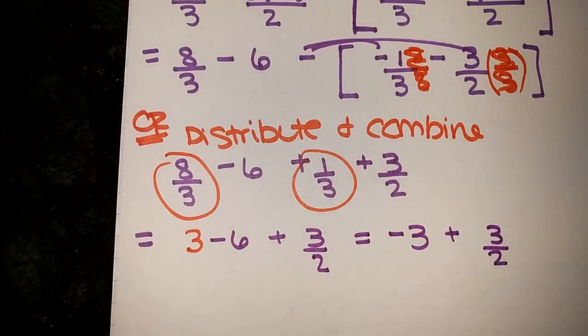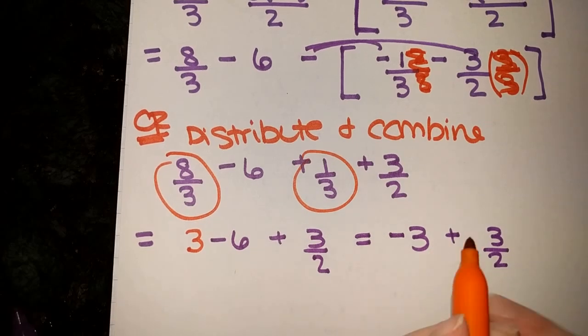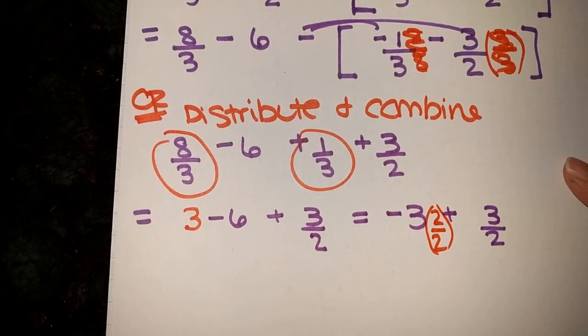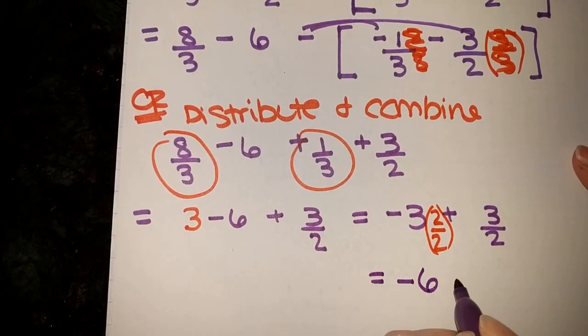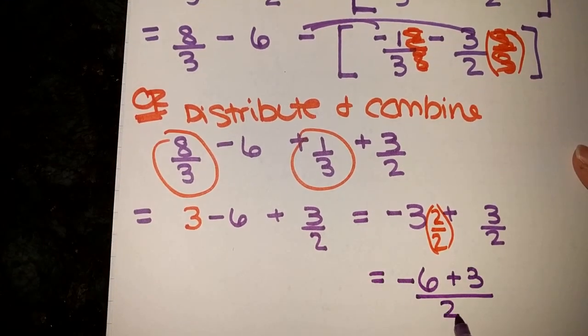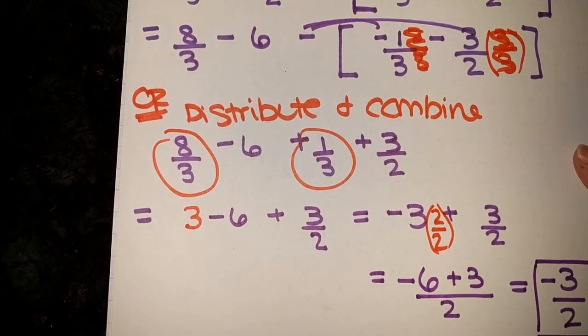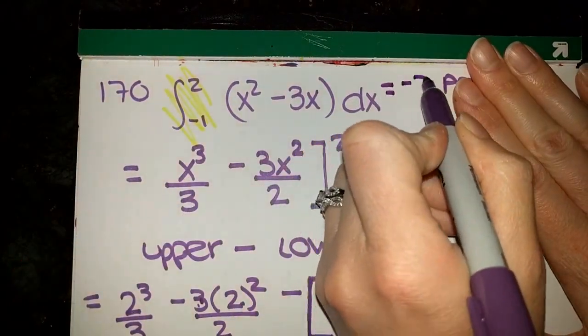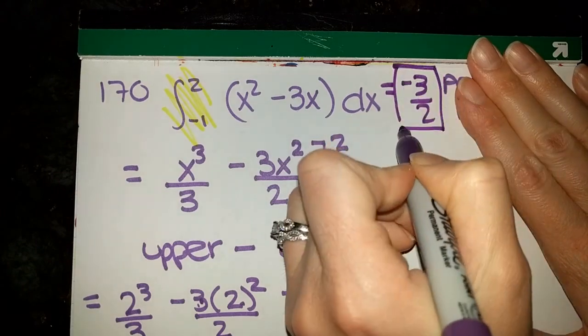And then I do have to get a common denominator, of course, for this. So I'll multiply the -3 by 2 over 2. So that gives us -6 plus 3 over 2, leaving us with -3/2. So you go through all this work, and remember what this is telling us is that this definite integral here is equal to -3/2.